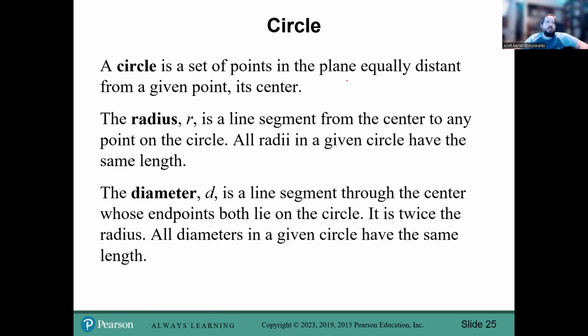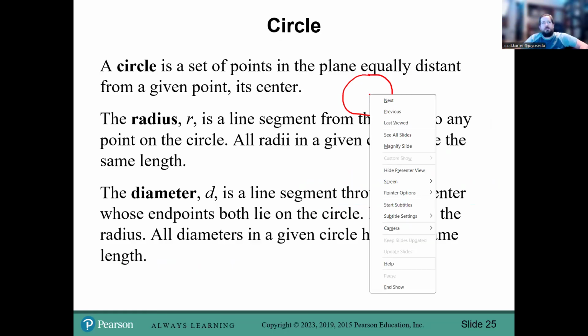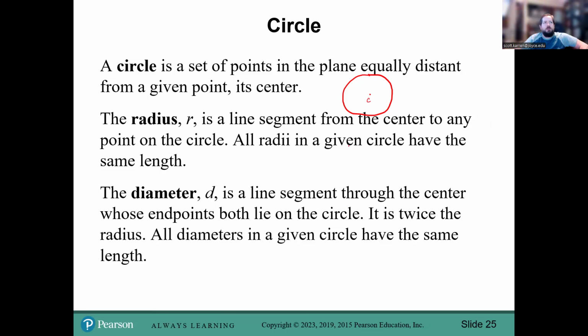A circle is a set of points on the plane equally distant from a given point, which is called its center. So the circle, again, to my super awesome artistic abilities, is all of those points equally distant away from this point, which we would call the center. Right? Meaning this distance is the same as that distance.